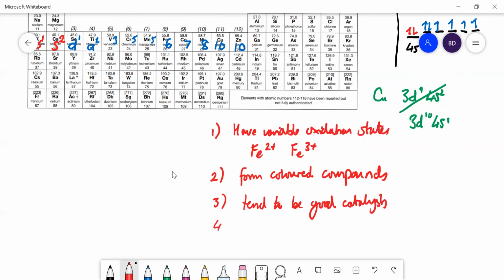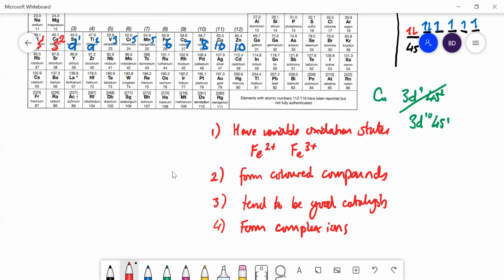And then the fourth one is, other metals besides transition metals do this, but they form these things called complex ions, which we're not going to talk about in this video, but we'll talk about that later. Okay, so these are the 4 characteristics of transition metals that we need to think about.